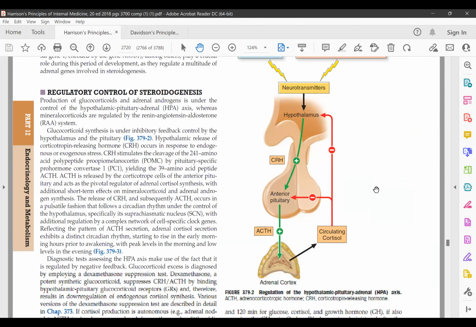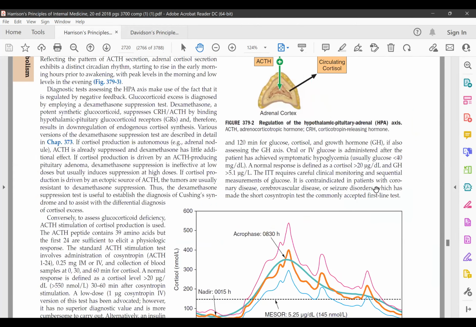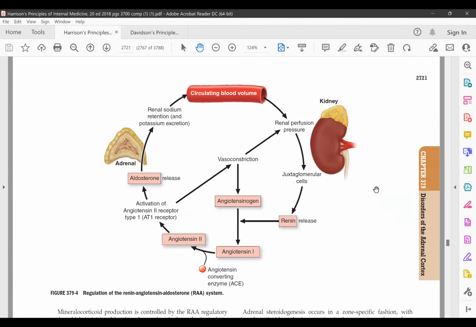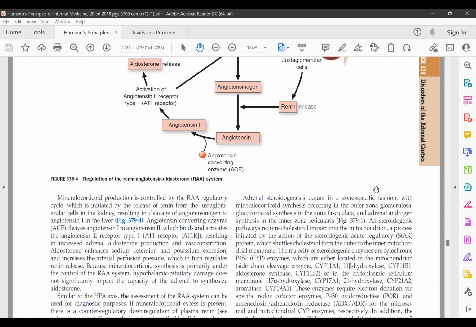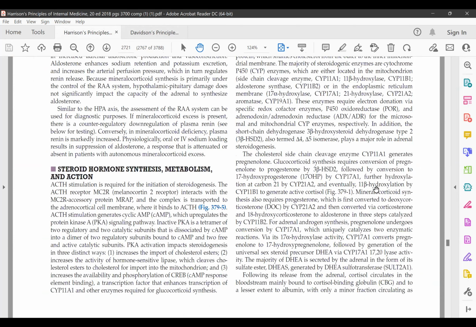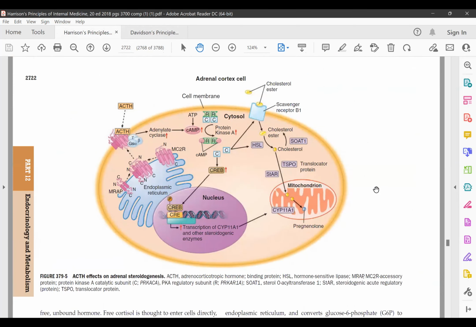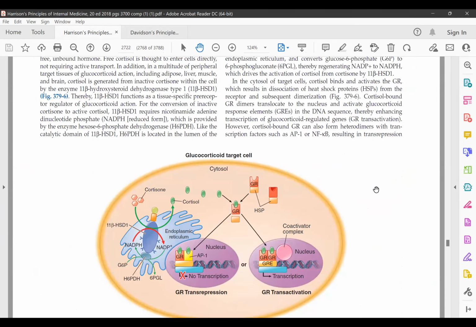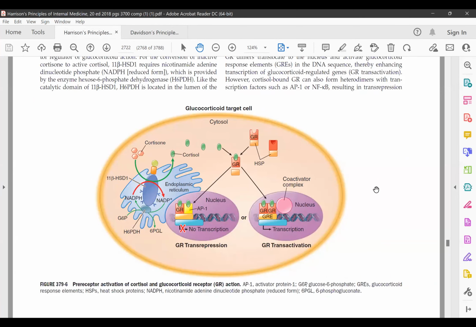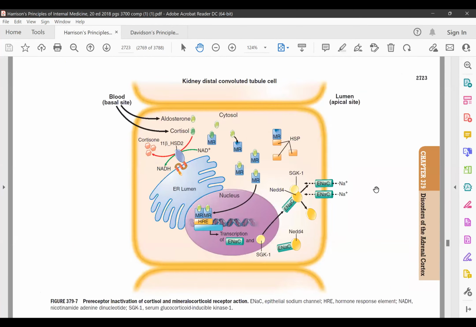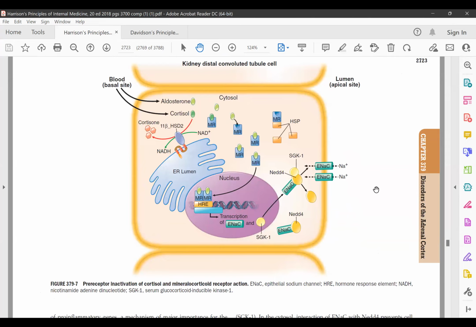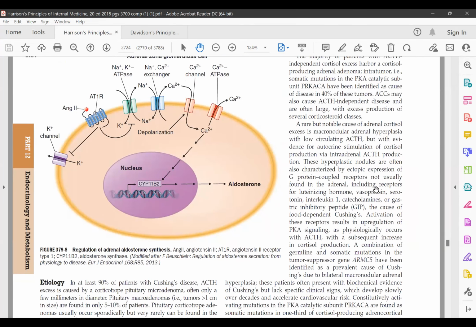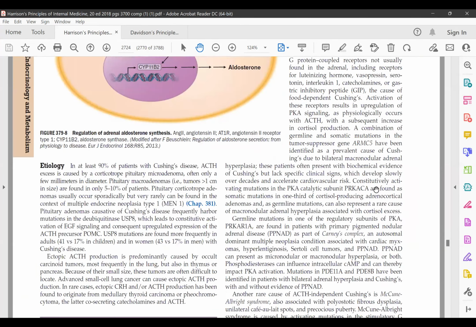This you have already projected, this also you have projected. Very nice. This is important for the control of the angiotensin part of it. And then you have the adrenal cortex cell receptors, at the micro level, corticosteroid target cells, how they act, and also the kidney distal convoluted tubules and adrenal zona glomerulosa cells, how they act.